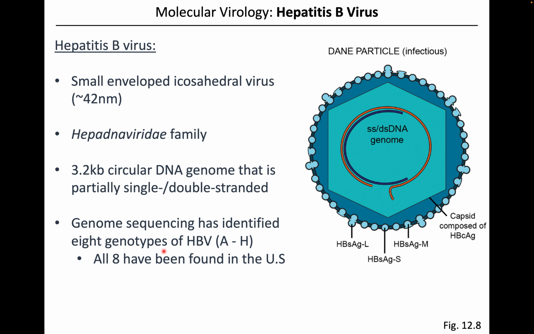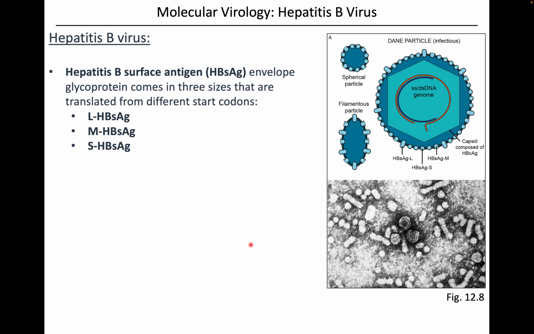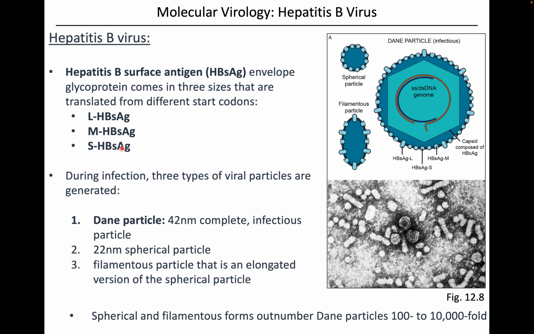But it's got a very small genome that has that unique structure we were just talking about. They've identified 8 different genotypes, so hepatitis B, A through H. We find all 8 of those circulating in the United States. And again, there are those 3 different glycoproteins mentioned again.